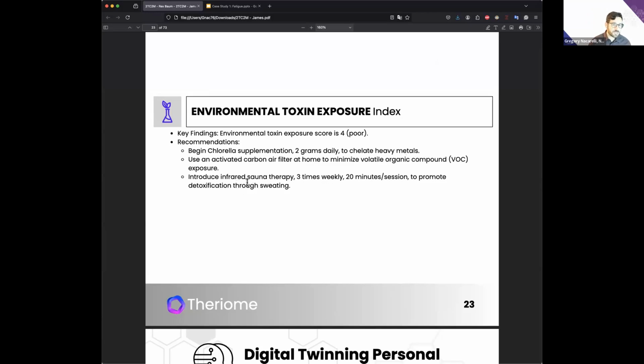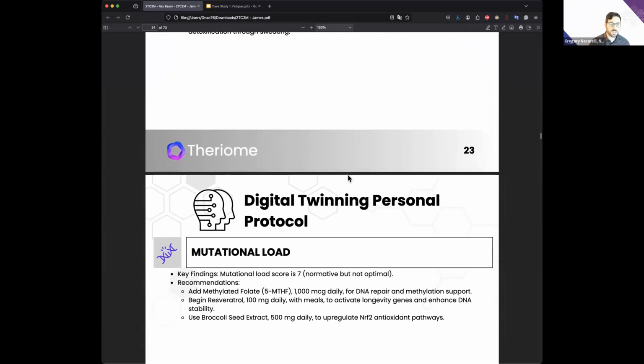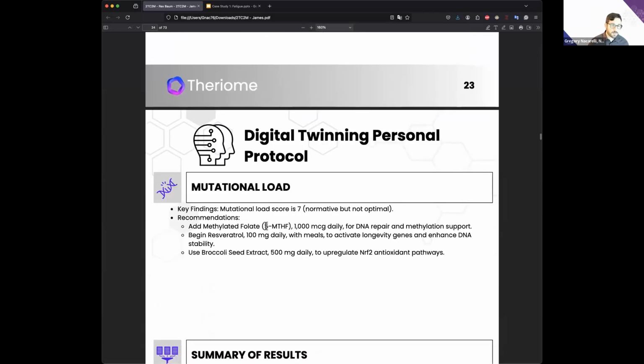And then just to support detoxification, infrared sauna 3 times a week, 20 minutes daily. And to support methylation and subsequently his mutational load, methylated folate, 1 milligram daily. Also, resveratrol can help. We're already adding a lot of supplements to this guy, so I don't know if I would actually add resveratrol to this. Maybe something to consider in future visits. And same thing with the broccoli seed extract. Probably just get him started with the broccoli.